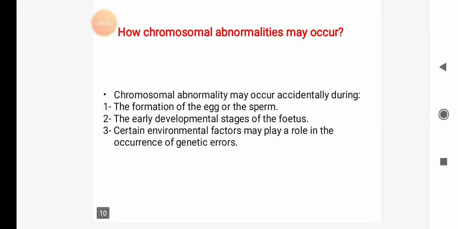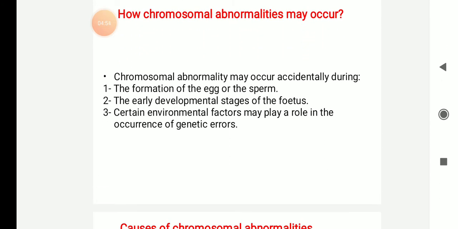So how do chromosomal abnormalities occur? Mainly during the formation of the egg or sperm, there can be chromosomal abnormality, or in the early developmental stage of the fetus. Certain environmental factors can also play an important role in genetic errors. For example, radiation, cancer-inducing agents, and a lot of other things.